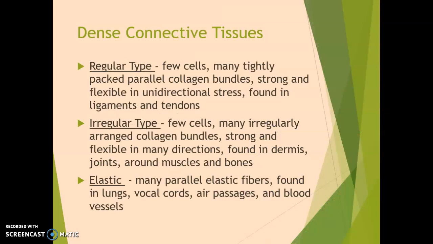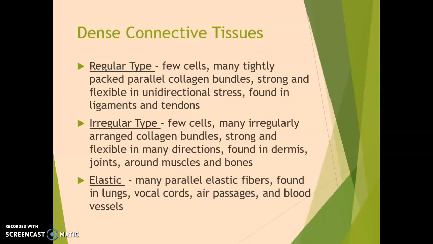So we have dense connective tissue: regular type, irregular type, and elastic. It's no longer called dense regular connective tissue. We call it dense connective tissue, regular type. The regular type has few cells and many tightly packed parallel collagen bundles, strong and flexible, for unidirectional stress. So these are found in our ligaments and our tendons. They are much stronger. They have a little bit of flexibility, but not very much.